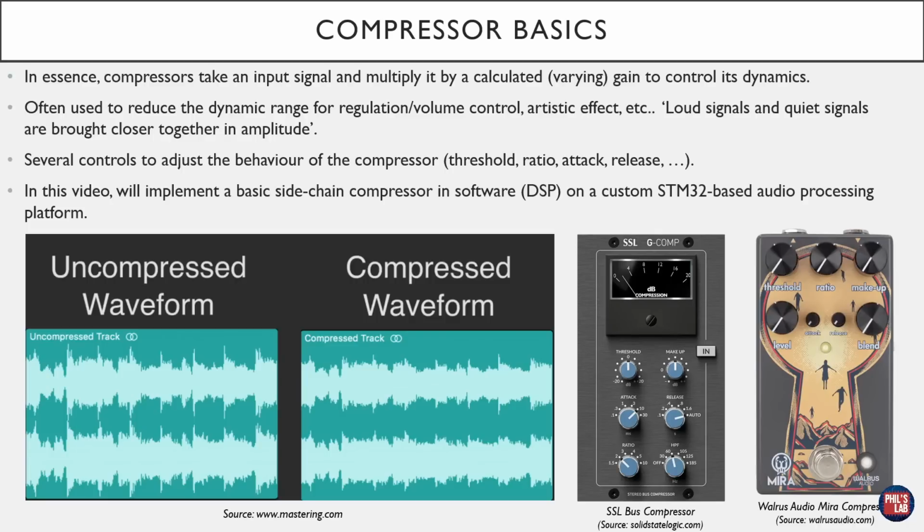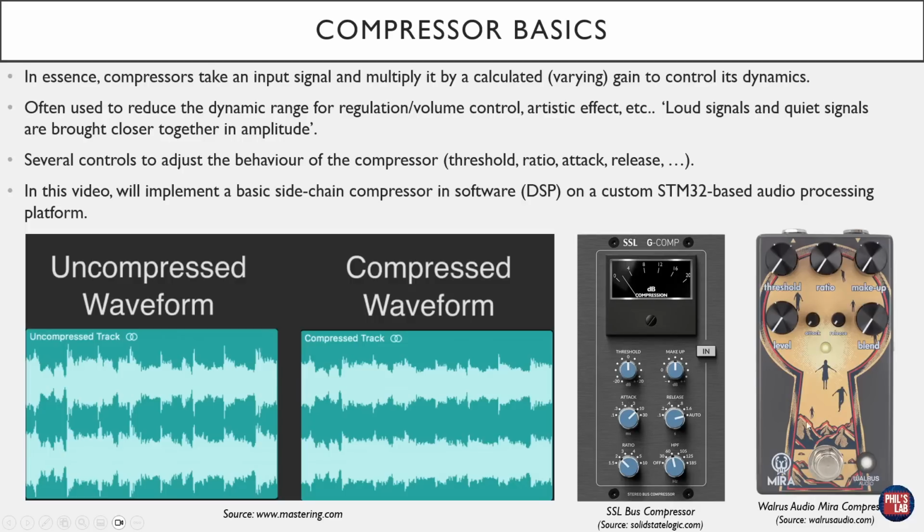There are quite a few controls to adjust the behavior of the compressor. Oftentimes you'll hear threshold, ratio, attack, and release times, and compressors do vary in their capabilities. For instance, on the bottom right-hand side, I've shown two compressors. One is a very popular SSL G-comp compressor, which is typically used on recording consoles. It has a display for the amount of gain reduction or compression, threshold knobs, makeup, attack and release times, ratio, and a high-pass filter.